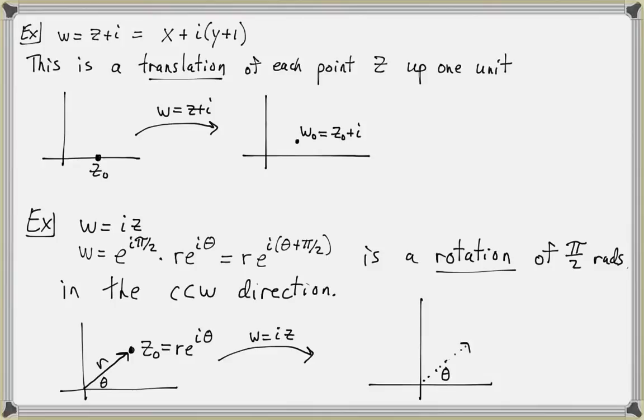rotated in the counterclockwise direction pi over 2 radians to this vector, still with length r, but now argument theta plus pi over 2. So we see that multiplication by the complex constant i results in points rotating in the counterclockwise direction pi over 2 radians.